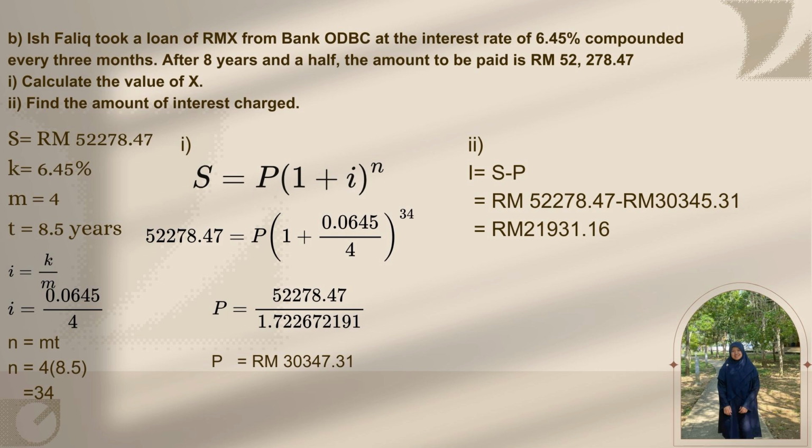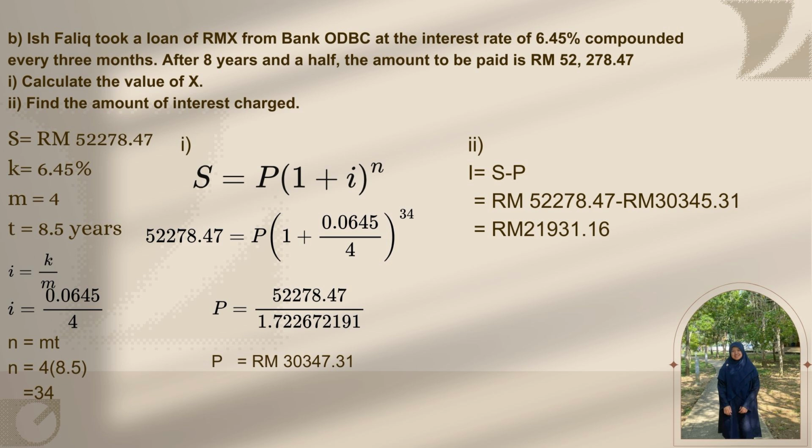The second question. Ishfalik took a loan of RMX from Bank ODBC at an interest rate of 6.45% compounded every 3 months. After 8 years and a half, the amount to be paid is RM52,278.47. We need to calculate the value of X, the original loan amount, and find the amount of interest charged. To figure this out, we will use the compound interest formula, S equals P times (1 plus i) to the power n.